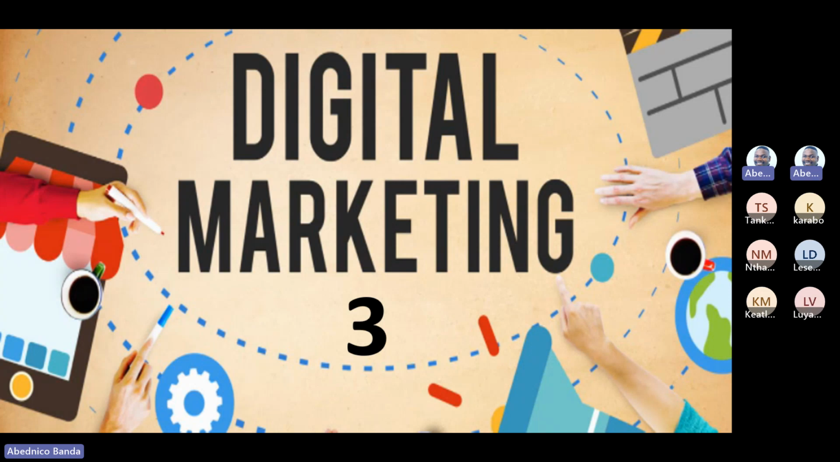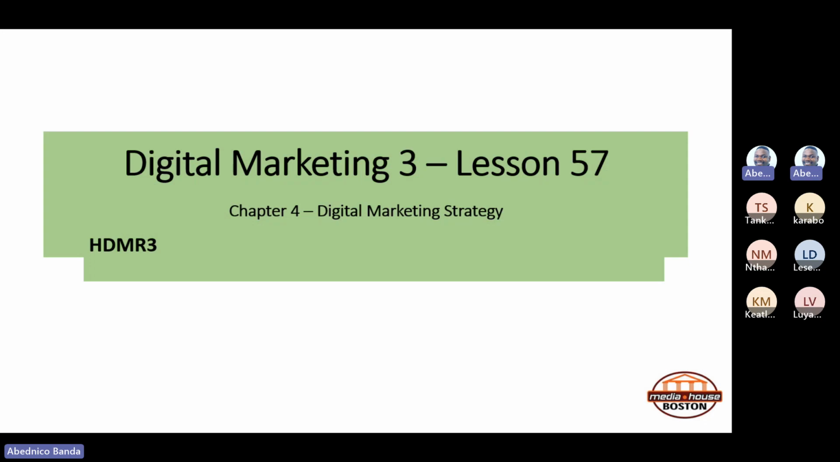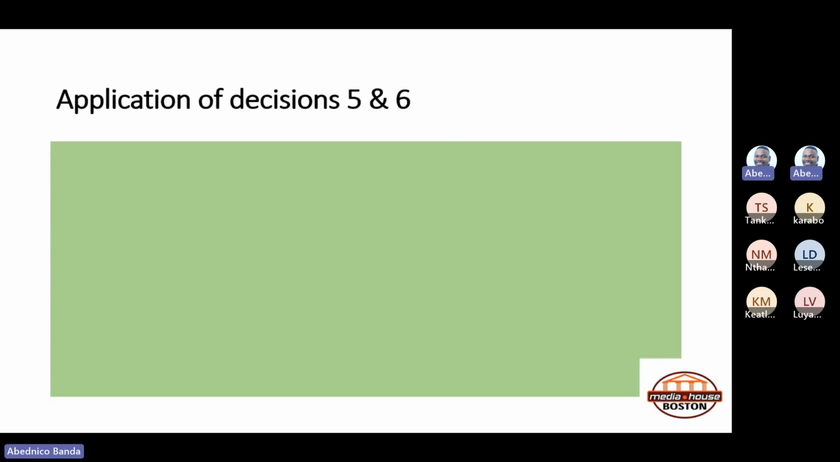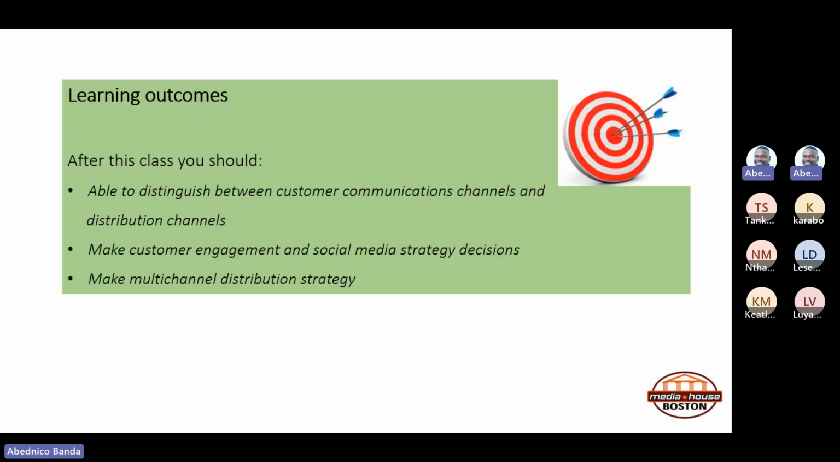So in digital marketing, when your strategy is in force, you kickstart your formulation strategy, looking at the options, looking at the decision, checking which kind of decision works better than the other. So that's where we are today. We are going to be looking at decision 5 and 6. We already did decision 5 and 6. We spoke about engagement. We also spoke about intermediaries. So now we are going to do application on that.